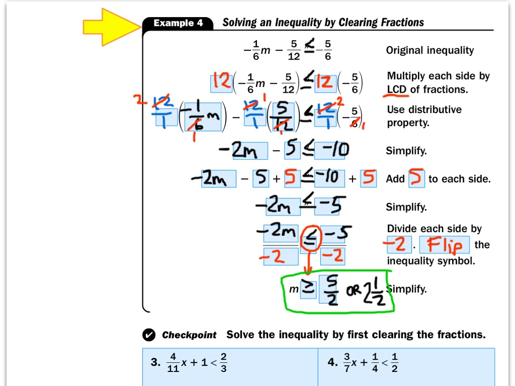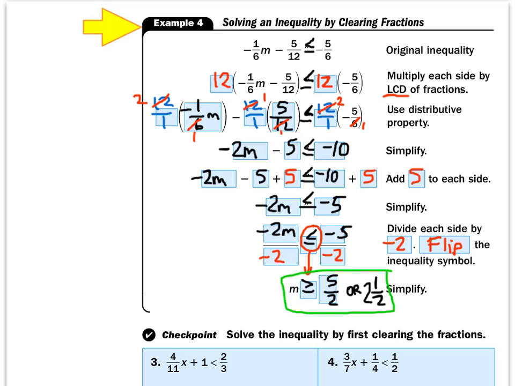Okay, take a look at example 4, solving an inequality by clearing the fractions. Remember, if we're going to clear fractions, we have to look at the denominator. Look at the 6, the 12, and the 6. Obviously, 12 is the LCD, so I'm going to multiply everything by 12. I wrote it out here so you could see it: 12 times negative 1 over 6m, and then I brought down the minus sign, and then 12 times 5 twelfths, and then I brought down the inequality, and then 12 times negative 5 over 6.